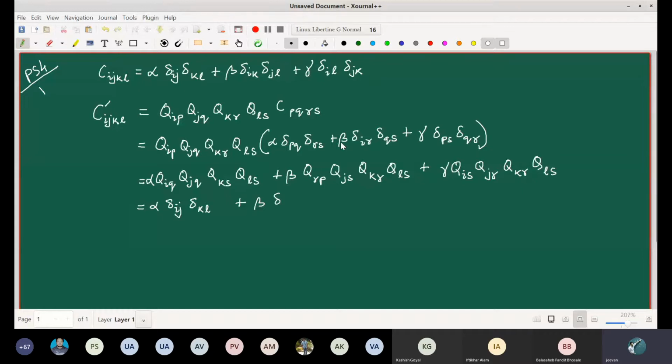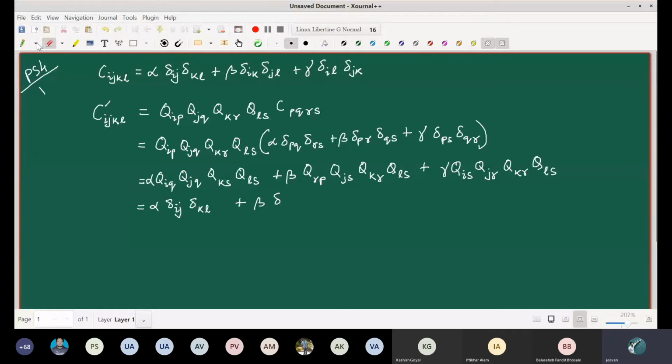For this beta term, the mistake was actually here in this step. So I'll make the correction here. This was supposed to be PRQS. That's where it went wrong. A small mistake, but important consequences. So this will be PRQS. Consequently, I will have this thing correct also.